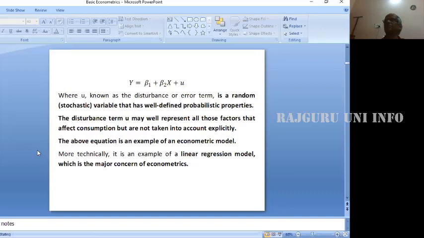So, understand the difference between mathematical model and econometric model. Mathematical model is an exact model where Y always depends on X. Whereas here, though we hypothesize the relationship between Y and X, we do take the influence of all other factors under a term called disturbance term. And this is a regression model, which is the major concern of econometrics.